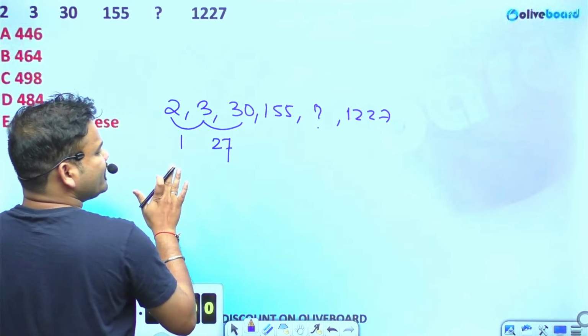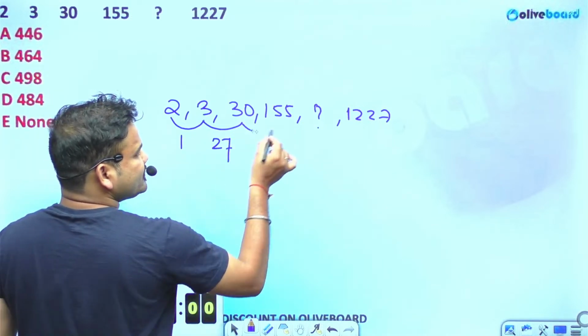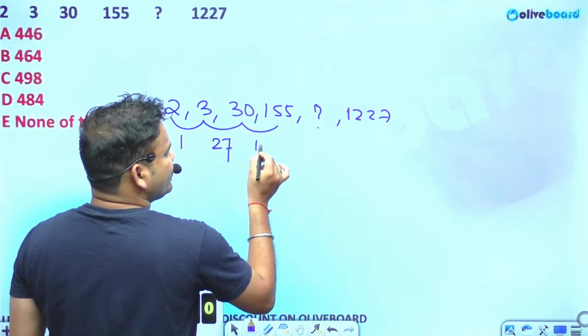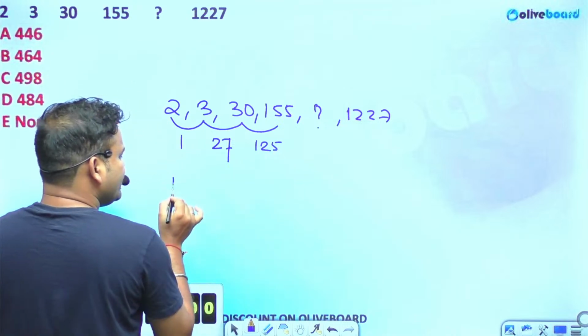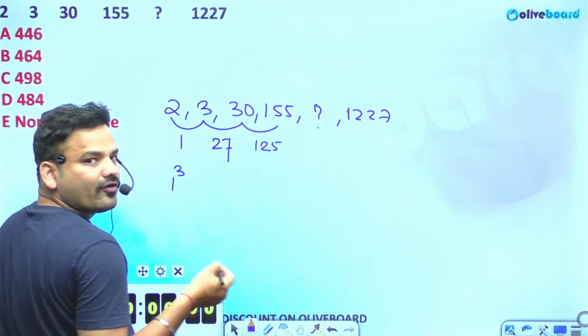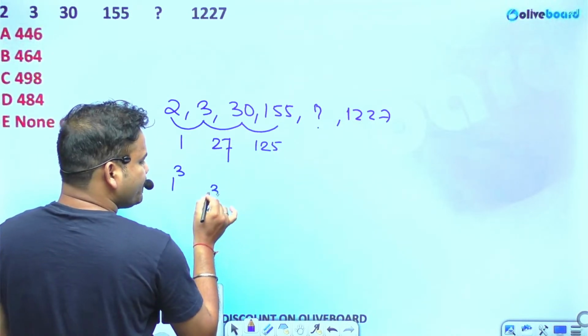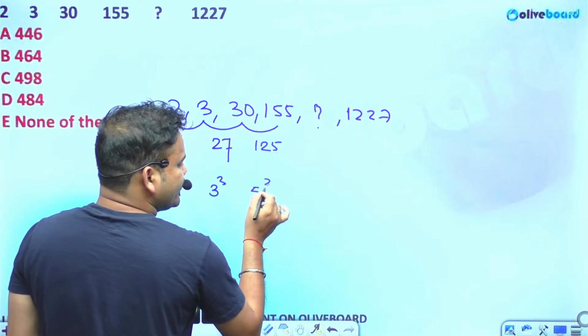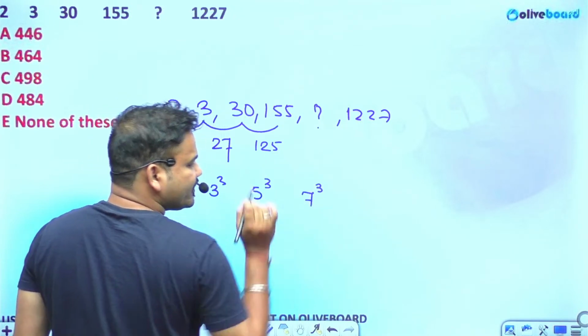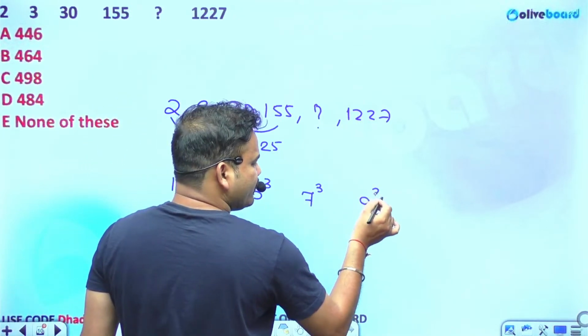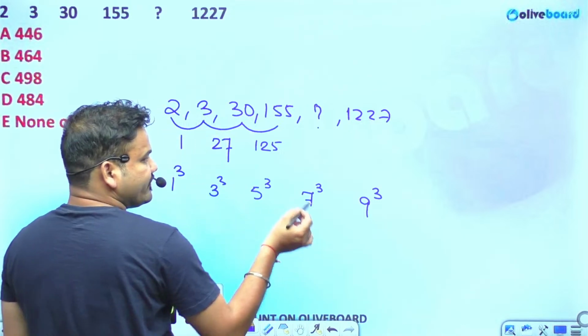So this can be 1 cube and this can be 3 cube. What about this? So we have an increment of 125. So definitely this is a cube of odd numbers. So this is 1 cube plus 3 cube, that's 5 cube. So that means the next number has to be a 7 cube increment, and then an increment of 9 cube will be there. Clear? So 7 cube will be 343.